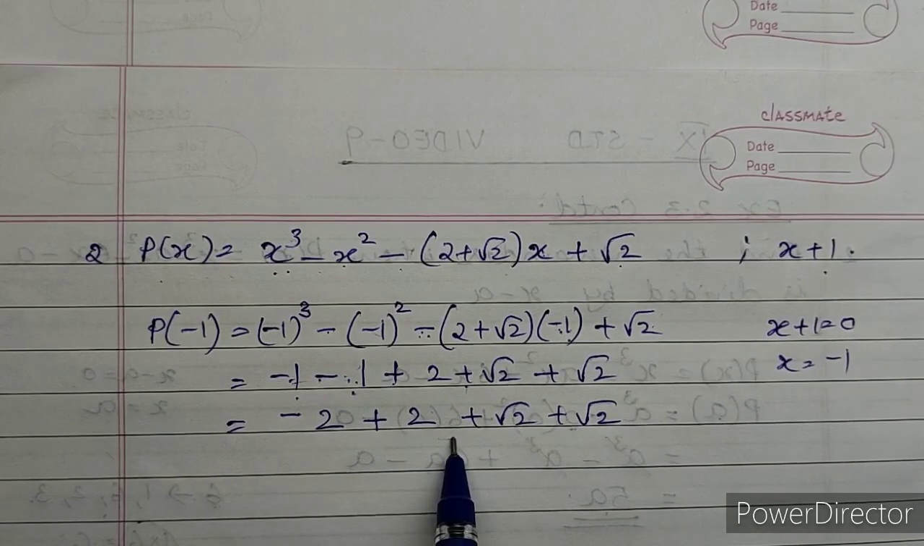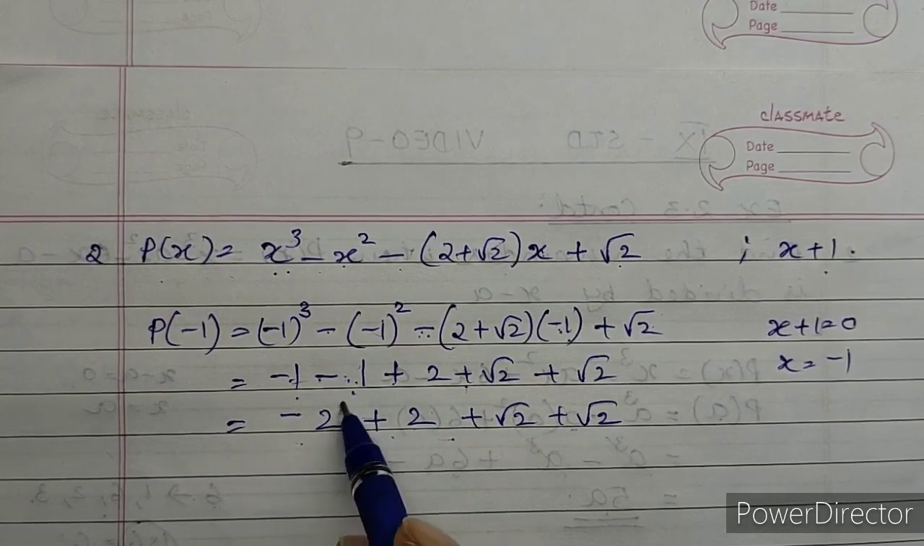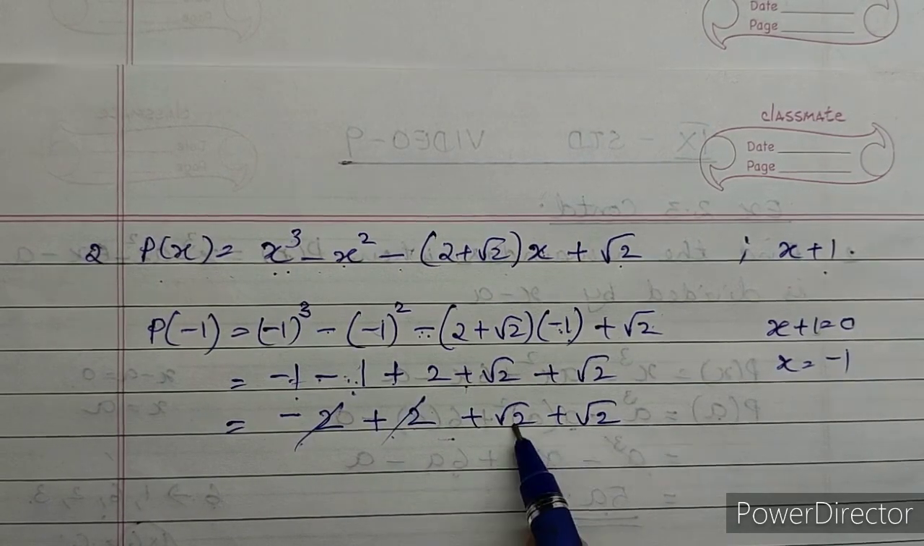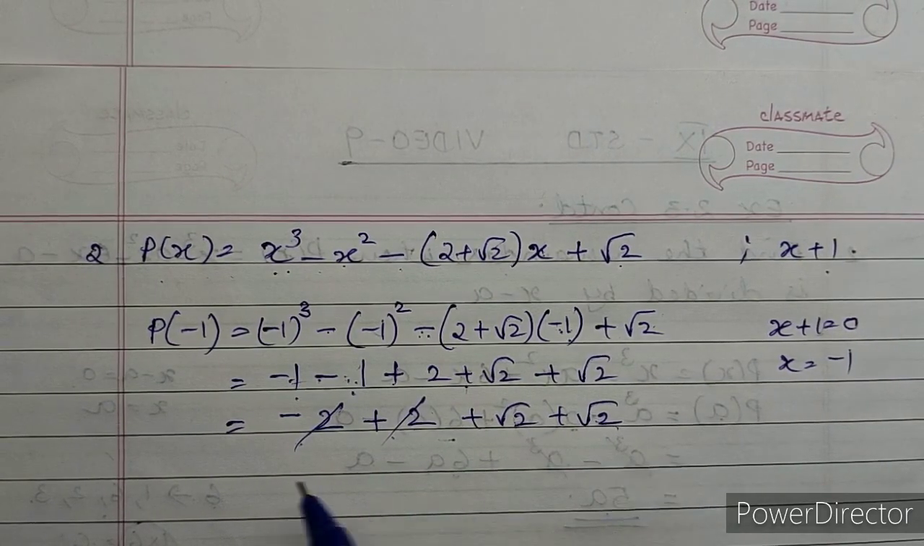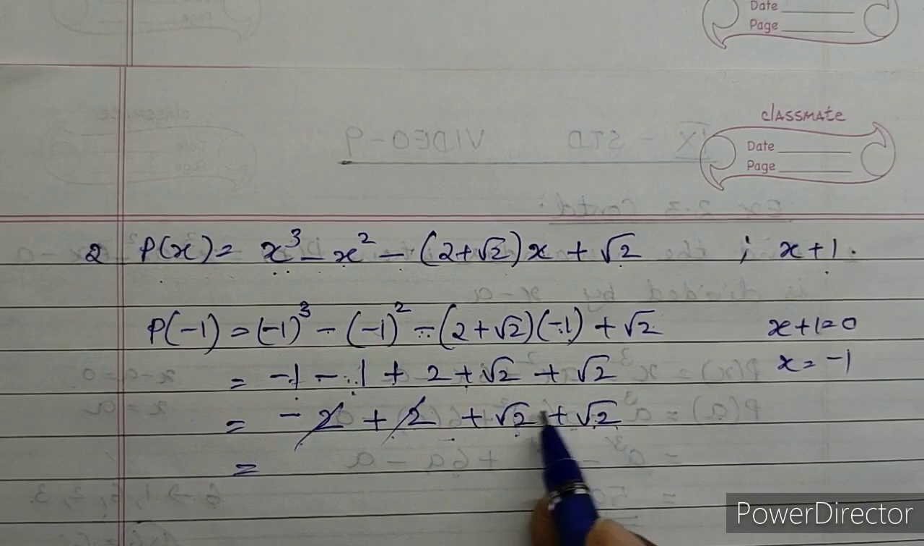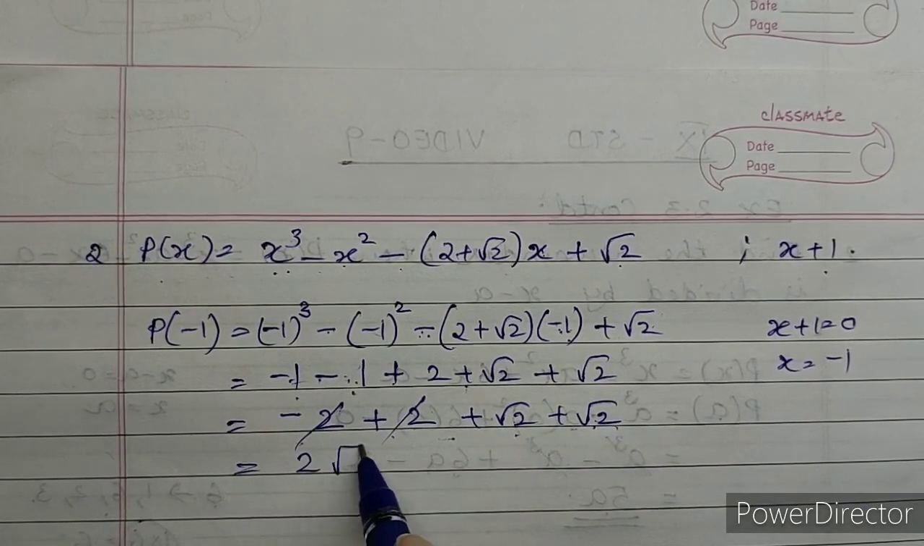Now any chance of cancellation? Yes. Opposite signs are there. Minus 2 and plus 2 you can cancel. But this is the same sign, so you should add it. Root 2 plus root 2 is 2 times root 2, or 2 root 2.